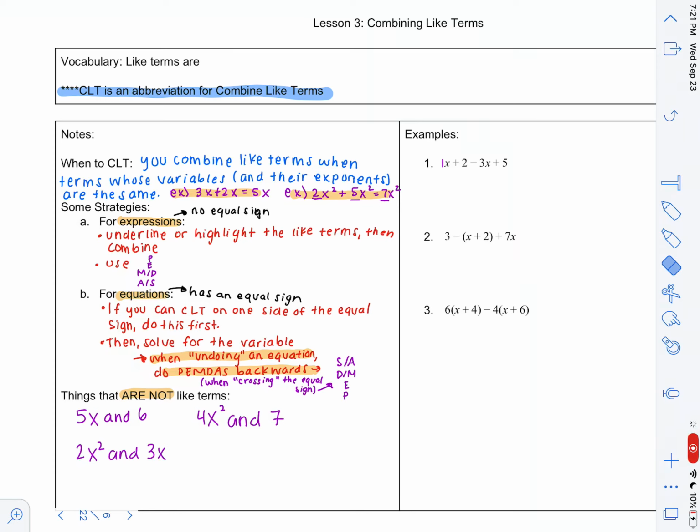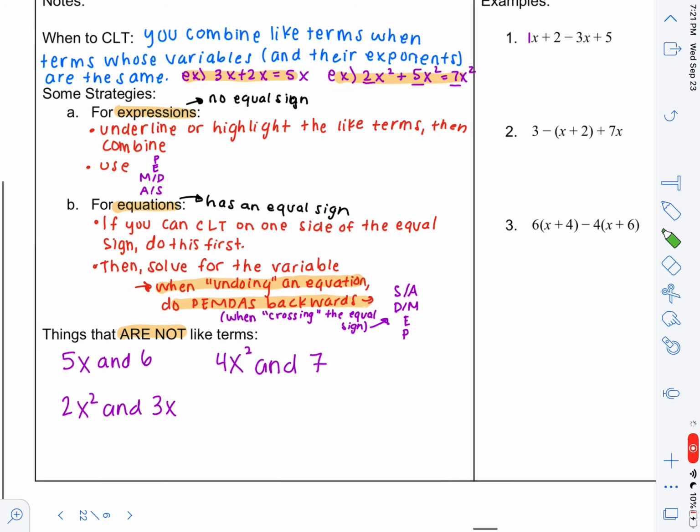Okay, so this lesson is on combining like terms, and I'm going to be using CLT, so I want you guys to know that CLT is an abbreviation for combine like terms. I also say collect like terms. Either one is fine. Okay, so here are the notes.